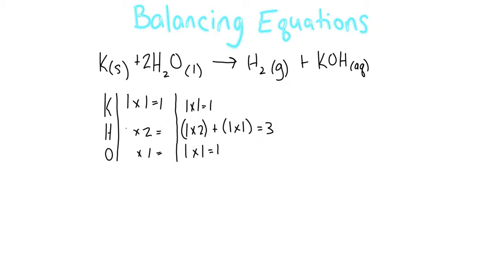Now for hydrogen, we have 2 times 2 equals 4. We also need to make sure we distribute the coefficient of 2 to the oxygen as well, so the oxygen becomes 2 times 1 equals 2. Since both hydrogen and oxygen are now out of balance, we are going to adjust the KOH next.